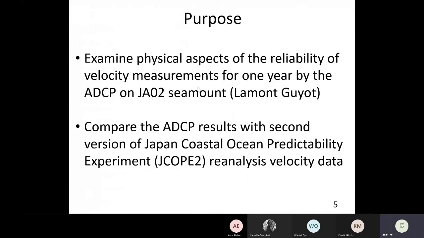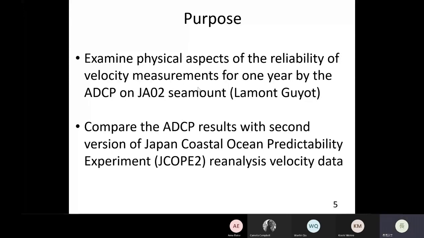So the purpose of my physical oceanography study is to examine physical aspects of the reliability of velocity measurements for 1 year by the ADCP on JA02 seamount, so-called Ramon-Gyo. And the second purpose is to compare the ADCP results with the second version of the Japan Coastal Ocean Predictability Experiment, so-called JCOPE2, analysis velocity data.